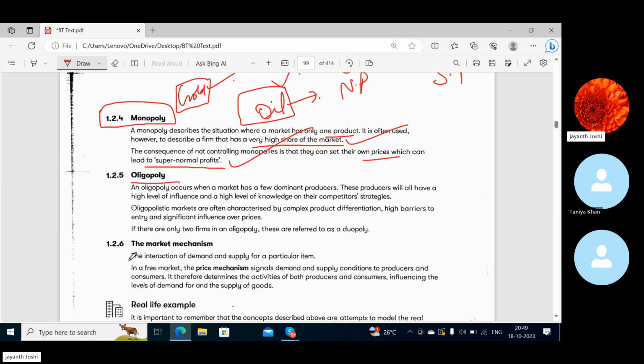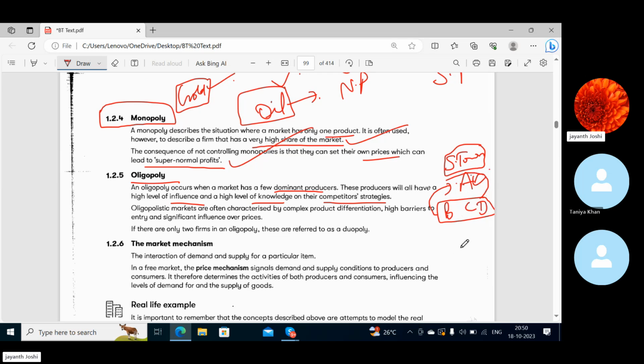Oligopoly is something different. This happens when, say, I take a small town. In small towns there are a handful of shops. You can count them. There will be one particular shop which is the dominant shop, there since a very long time. And this shop A has some others, B, C, D, which are following this shop very closely. An oligopoly occurs when a market has few dominant producers. These producers have a high level of influence and a high level of knowledge of their competitors' strategies. So these firms closely follow, and all of them do whatever this one is doing. They make the same changes too, right?